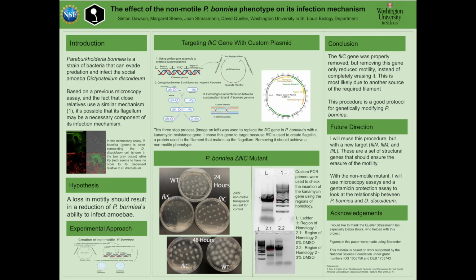But this data is still really important to my overall hypothesis because this shows that my procedure is a reliable way of genetically modifying Parabolidaria banya. My next step is to redo this procedure, except with a new target. I want to target a collection of 3 genes, flagellum L, flagellum M, and flagellum N. These genes are all structural and should be reliable targets for removing the phenotype.